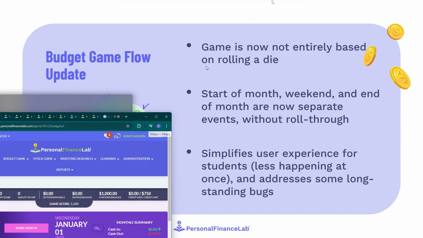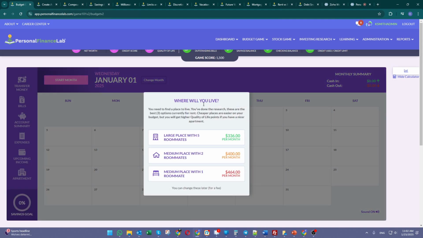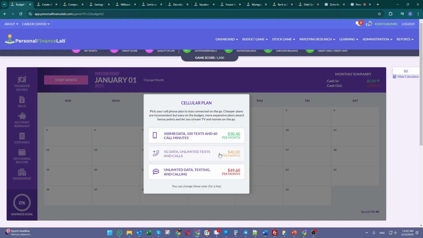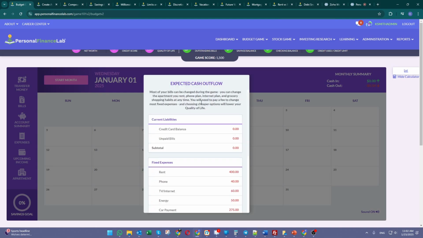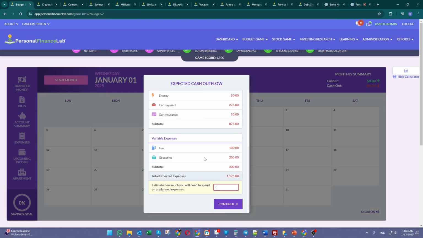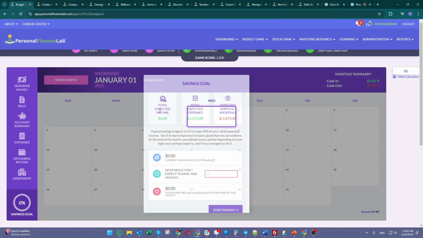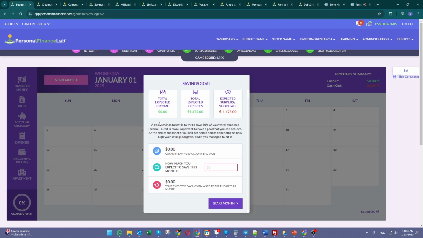So just so you know what that looks like, let me pull up my screen here. Here I am at the start of January 1st, and you see instead of a die to start the month, I have a button to start month. So I'm going to click the button, which invites me to see where I'm going to live, as it has in the past. Okay, take the middle option, and then I need to start my budget building for the month. And then I need to establish what my savings goal is going to be.